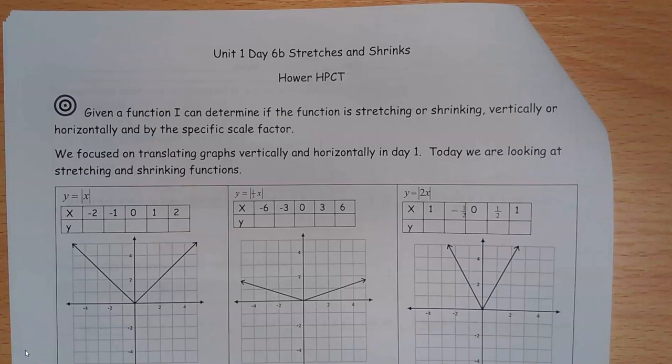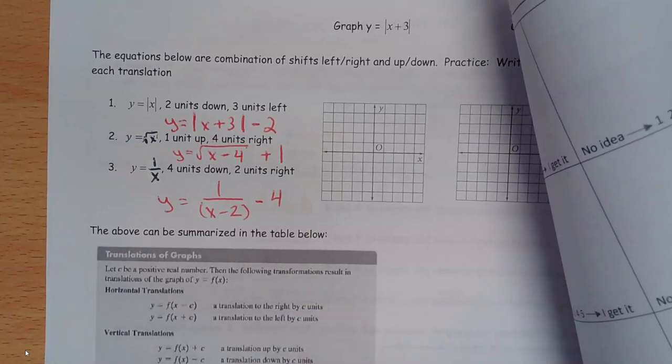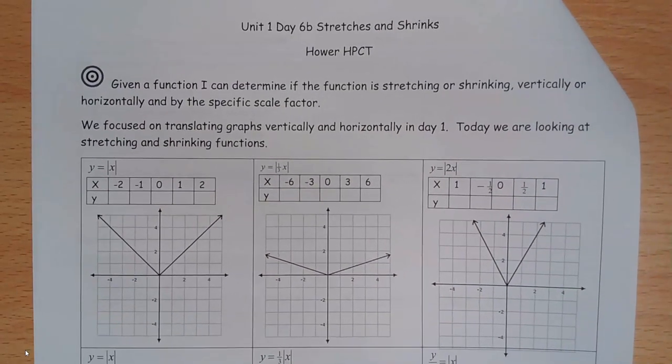And so yesterday we finished talking about the translations, which were just up, down, left, and right, just taking a shape and moving it, but not changing the shape itself. We did absolute value was most of it. Today, now we're going to change the shape, but we're going to do it a very specific way.